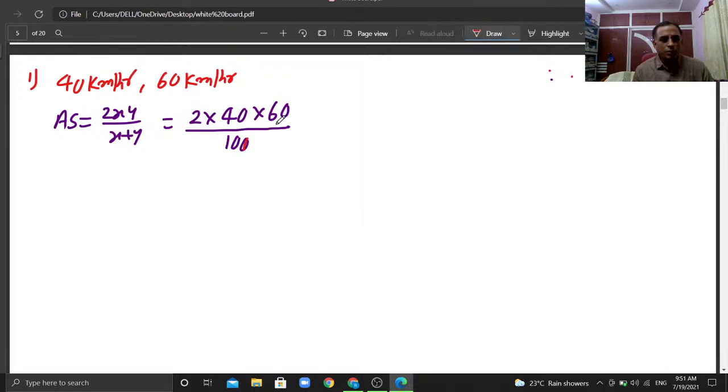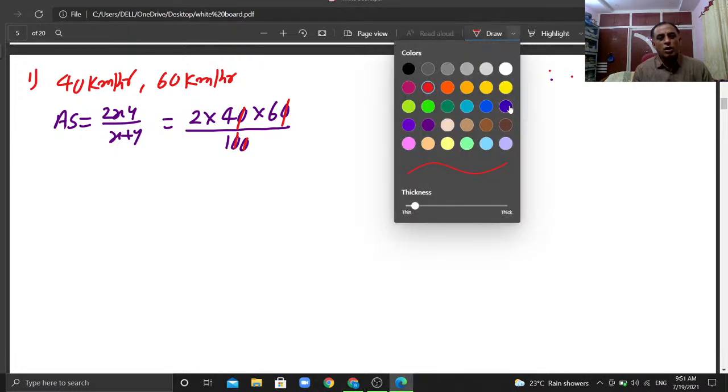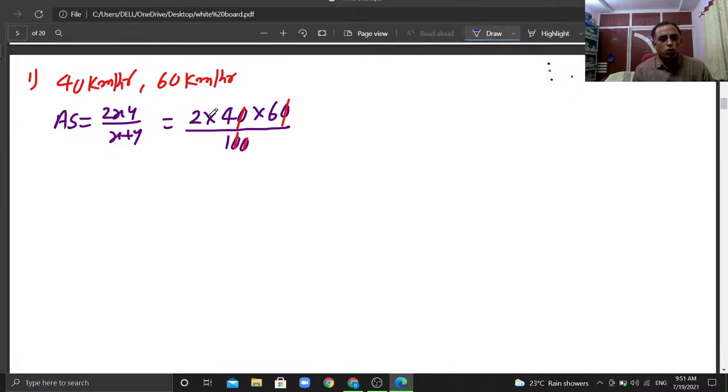Now cancel the numbers. This 0, 0 cancel. One more 0 cancel. Now finally what is your answer? 2 into 4, 8. 8 into 6 is 48. What is 48? 48 kilometer per hour. The average speed is equal to 48 kilometer per hour.